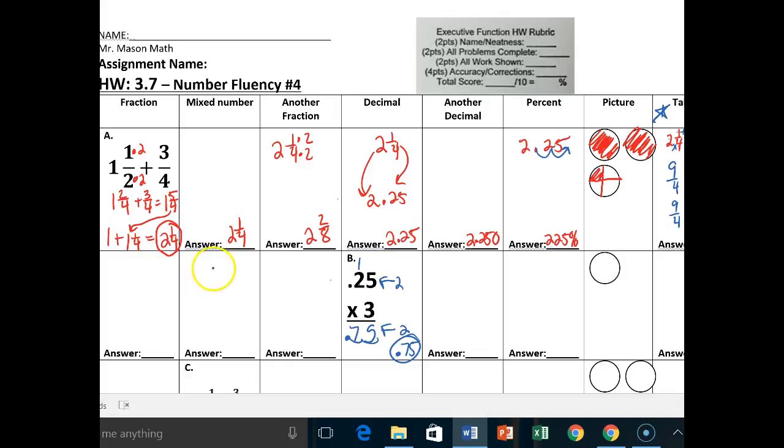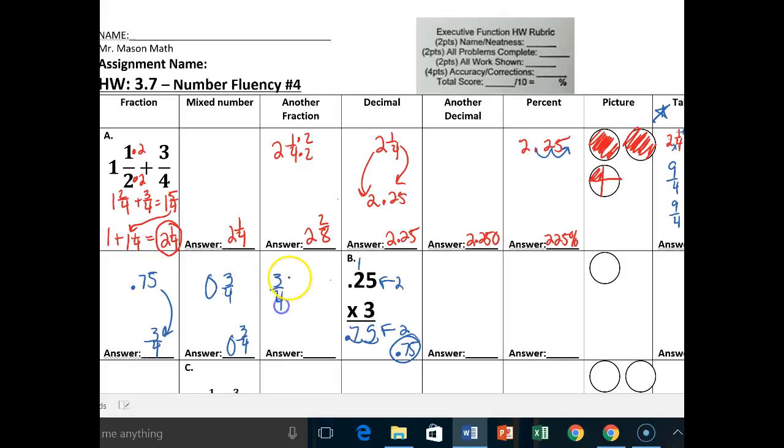Now, 0.75 as a mixed number is going to look a little bit interesting because really we don't have a whole number, so we can say 0, and what 0.75 is 3/4. So that's a weird mixed number, 0 and 3/4. What's the fraction? It's just 3/4. It's not even improper. We got 0.75. We looked at our reference sheet. 3/4 is 0.75.